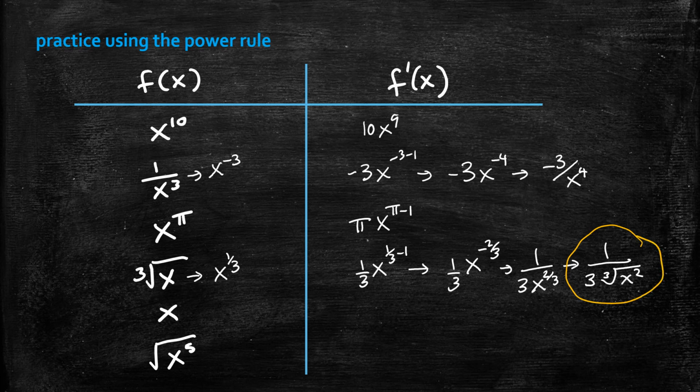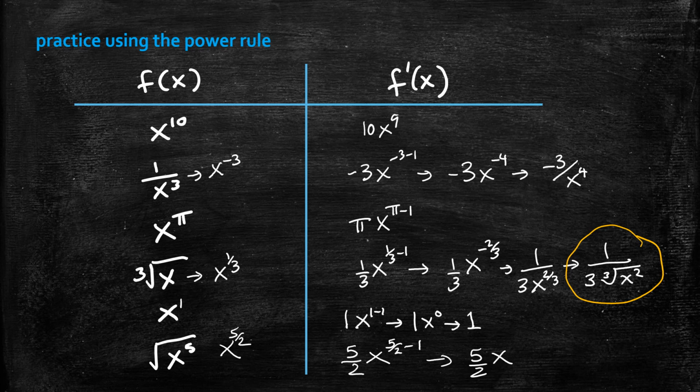Now, here is x to the first. So what happens there? We get 1x to the 1 minus 1, which is x to the 0, and 1x to the 0 is just 1. And finally, the square root of x to the fifth is x to the 5 halves, and that will be 5 halves, x to the 5 halves minus 1, which is 5 halves, x to the 3 halves, and I'll just leave it like that. You could put it back into radical form if you like to, but we'll end there.